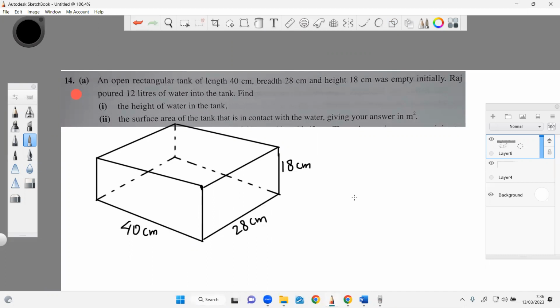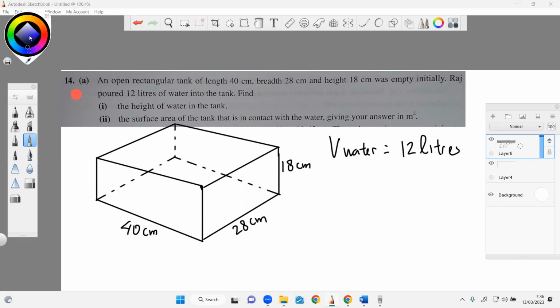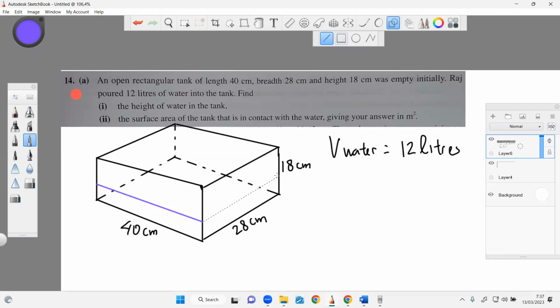It was empty initially, so nothing inside. And Raj poured 12 liters of water, so the volume of water poured is 12 liters. Find the height of the water in the tank. If I pour the water inside, what happens to the water? It will fill the bottom part and increase the height bit by bit, right? So the position of the water right now, which is 12 liters, is here.